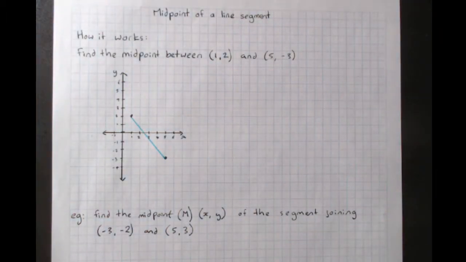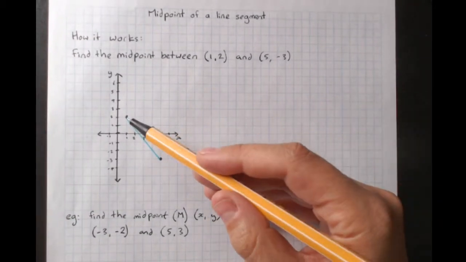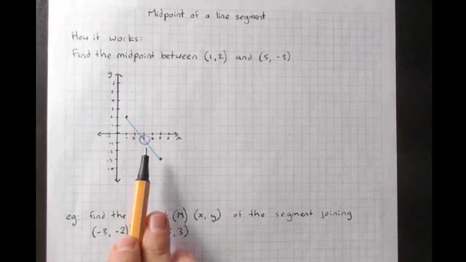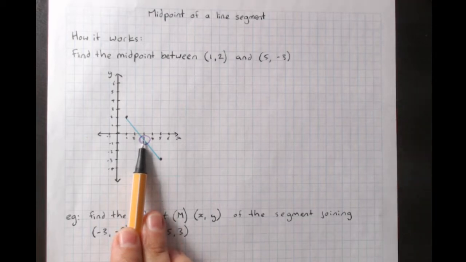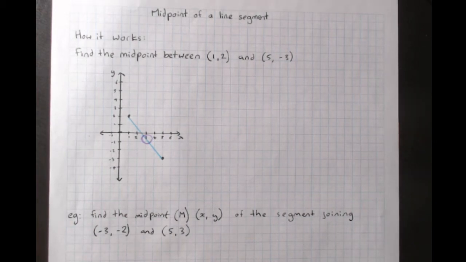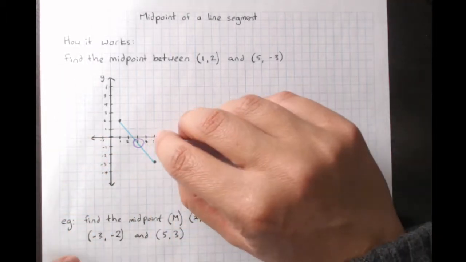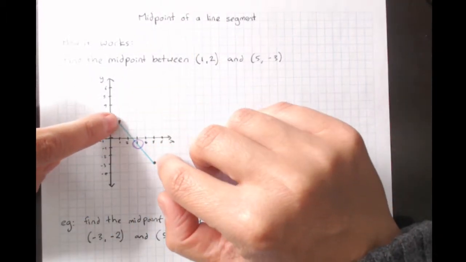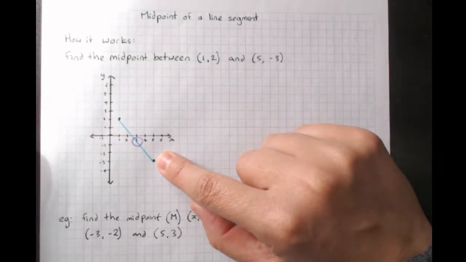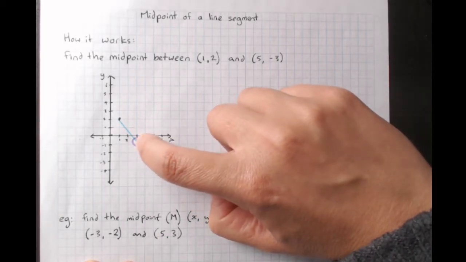And they would like us to find the midpoint, which is the point halfway between those 2 points, or the middle of that line segment. And you can see pretty clearly, it looks like it's going to be about there. And we want the coordinates for that point in the middle of the line. If we have a look on the x-axis, this point is at 1, this point is at 5. And the middle point is at 3.